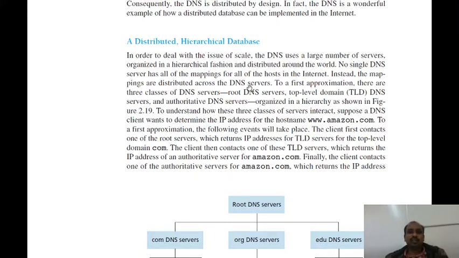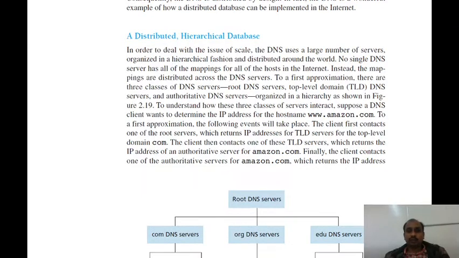The top level hierarchy of this DNS server has actually three classes of DNS servers. The topmost is the root DNS server, the next one is the top level domain DNS servers, and the last one is the authoritative DNS server. So these are the three DNS servers: root DNS server, top level domain server, and authoritative DNS server. Now, by taking an example, we will understand how exactly this distributed, hierarchical DNS is going to work.